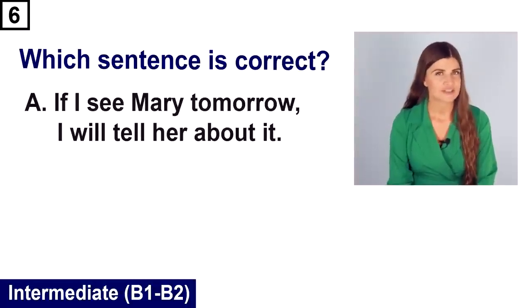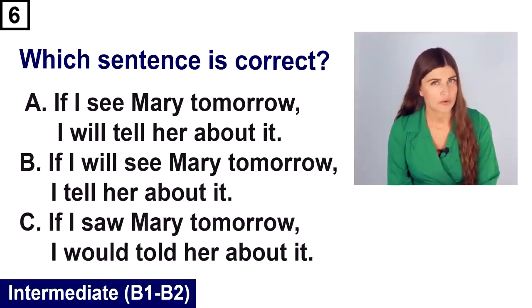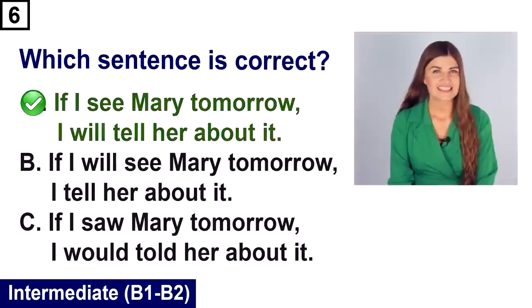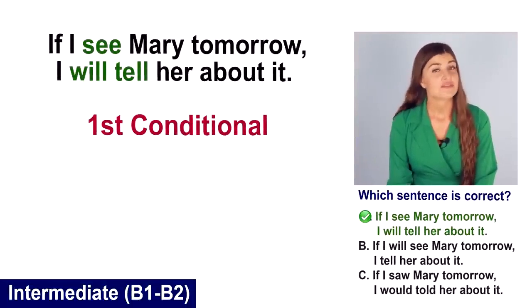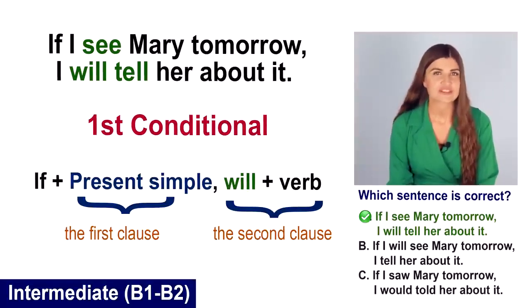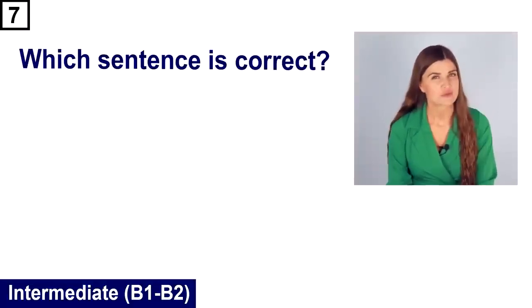The next question. If I see Mary tomorrow, I will tell her about it. If I will see Mary tomorrow, I tell her about it. If I saw Mary tomorrow, I would told her about it. This is a conditional sentence. Here we have the first conditional. The first clause is present and the second clause is future with the verb will. If I see Mary tomorrow, I will tell her about it. That's correct.